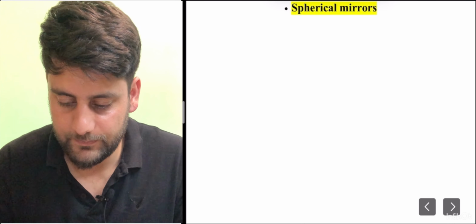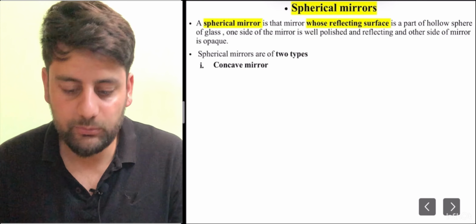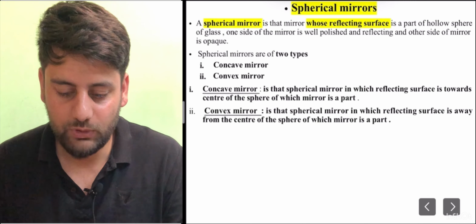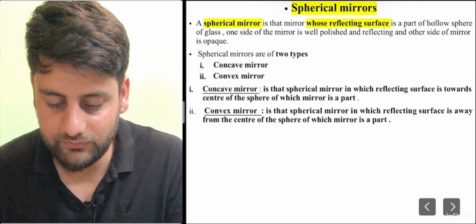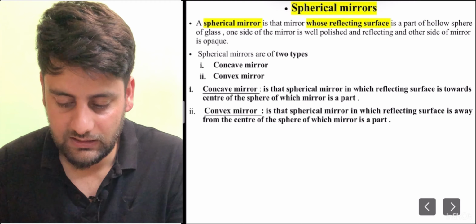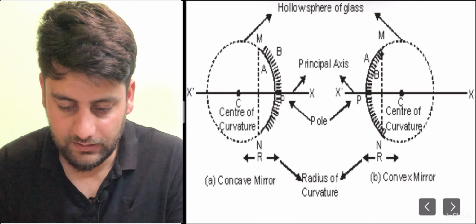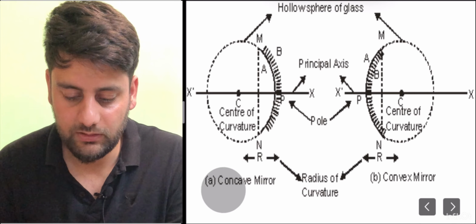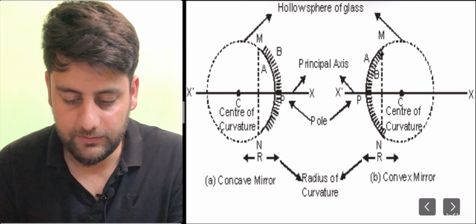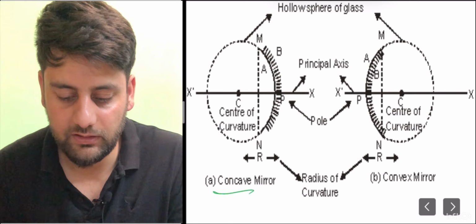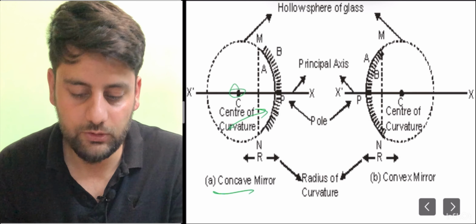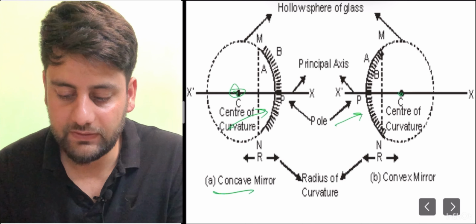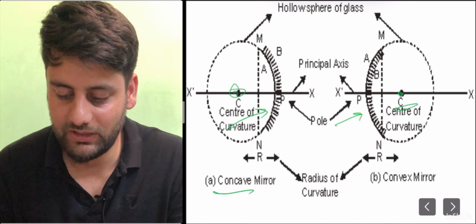So there are two types of mirrors, one concave and one convex. For a concave mirror, the center of curvature is in front of the mirror, on the reflective part. In a convex mirror, this is your reflective side and the center of curvature is behind the mirror, right?